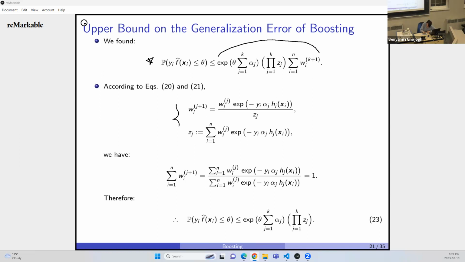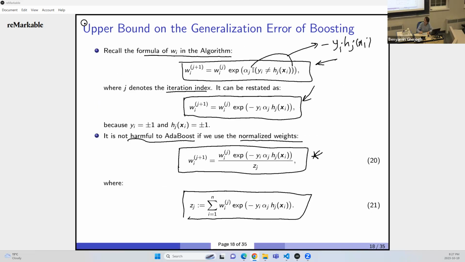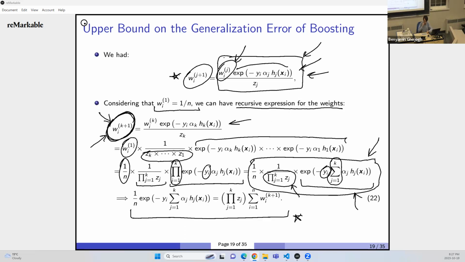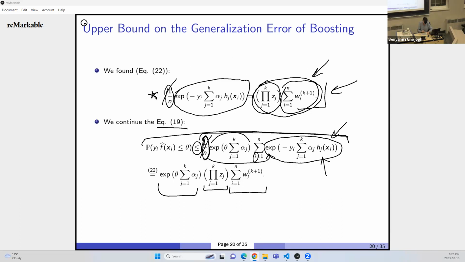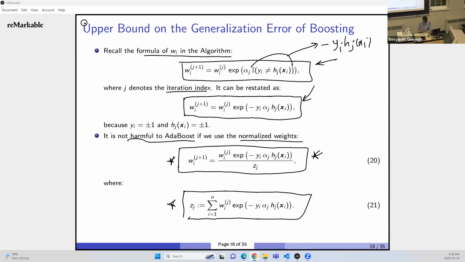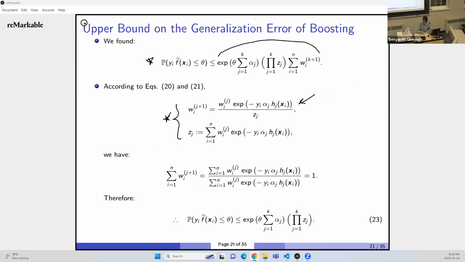According to equations 20 and 21, do you remember these two? This was equation 20. Let's go back. This is equation 20 that we had. Equation 22 is this, the thing that you asked me and I explained, okay? I'm repeating them here. Sorry, equations 20 and 21. 20 is this, 21 is this. So basically that was the normalized weights where Z_j is defined here. We know that the summation of the weights becomes 1. Agreed? Interestingly, here in the upper bound, we had the summation of weights, which becomes 1. So the upper bound becomes simplified to this, right? Agreed? Did you get it?